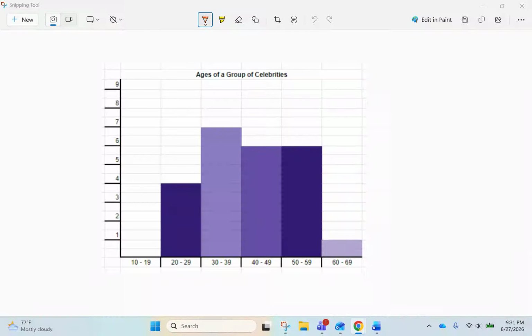Hey guys, this is the walkthrough help video for the Analyzing a Histogram assignment. There are 10 questions in this assignment, so I'll go through each one, and this is the histogram that we're looking at. So before we start looking at the questions, let's just get the lay of the land with this histogram and see what's going on.